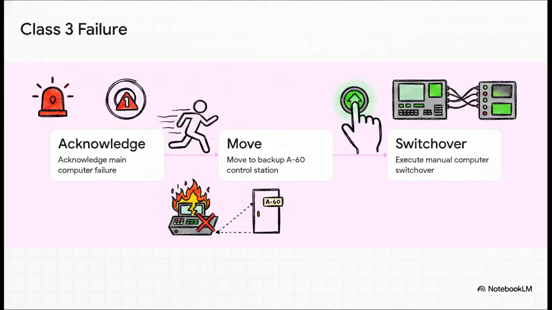So what happens if the main computer system dies in a Class 3 setup, or if your monitoring spots a critical glitch in the backup network? Now, normally, automatic switchovers happen on the main bridge, but if that entire station is compromised by fire or a massive failure, you've got to get moving. You physically relocate to that backup DP control station behind the A60 bulkhead, and you manually hit that switchover button on the backup computer to take full command.